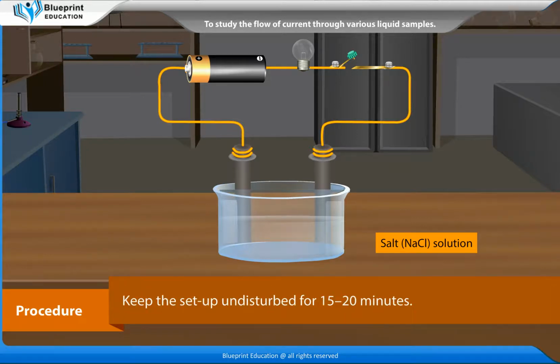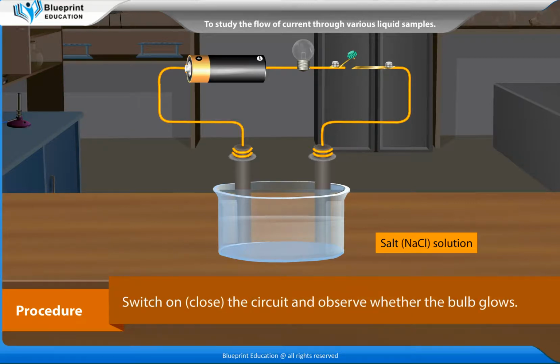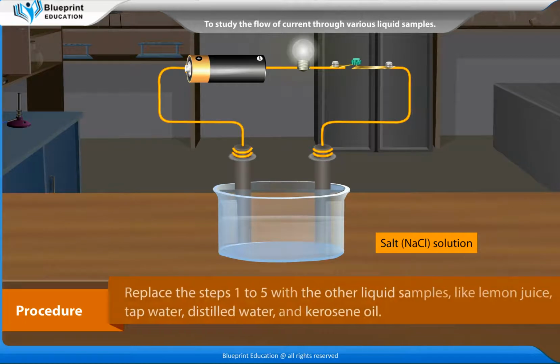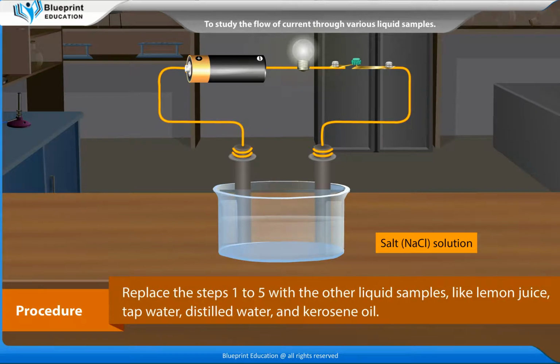Keep the setup undisturbed for 15 to 20 minutes. Switch on, close the circuit and observe whether the bulb glows. Repeat steps 1 to 5 with the other liquid samples like lemon juice, tap water, distilled water, and kerosene oil.